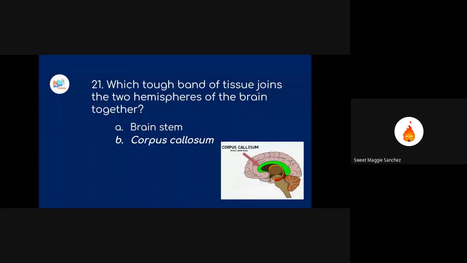For number 21, which tough band of tissue joins the two hemispheres of the brain together? So the correct answer is corpus callosum. As you can see on the picture, nasa middle part siya, yan yung highlighted the green. Very important yung corpus callosum kasi ito yung, if the brain is a Rubik's cube, ito yung parang skeleton part niya sa loob. So it keeps them all together from falling apart. Okay, that's the purpose of the corpus callosum.